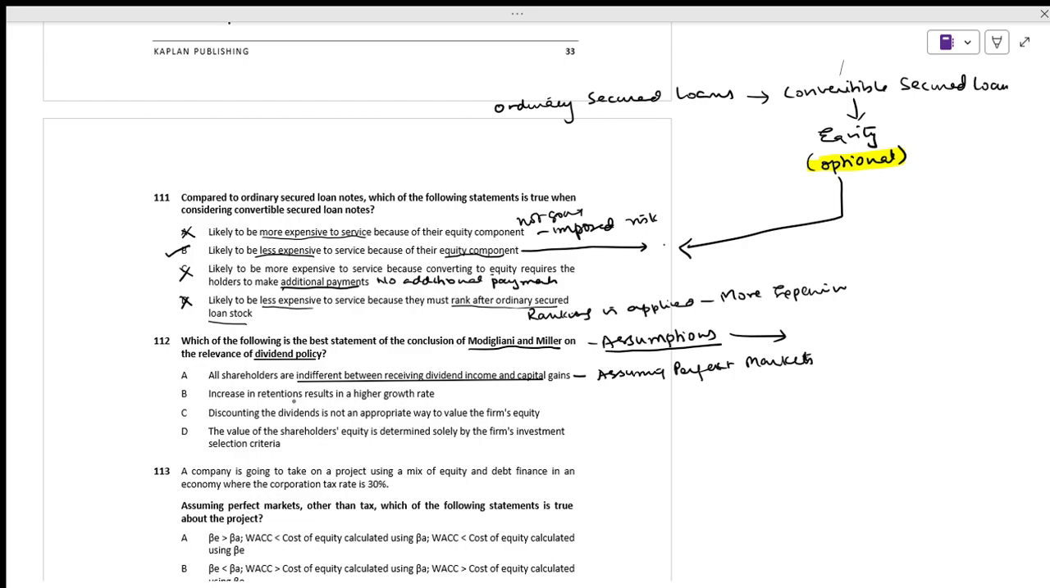if they exist, definitely it is not a conclusion. We cannot say that they are going to be indifferent. There will be a difference, okay? There will be a difference between receiving the dividends.